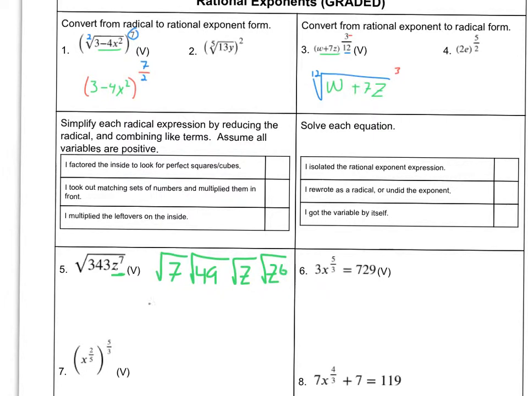Alright, a couple things happen. Square root of 7 stays the same. Square root of z stays the same, so I'm just going to keep those there. Square root of 49 is going to be 7. And square root of z to the 6th is going to be z to the 3rd.